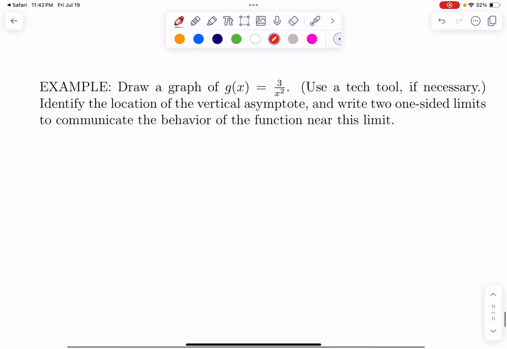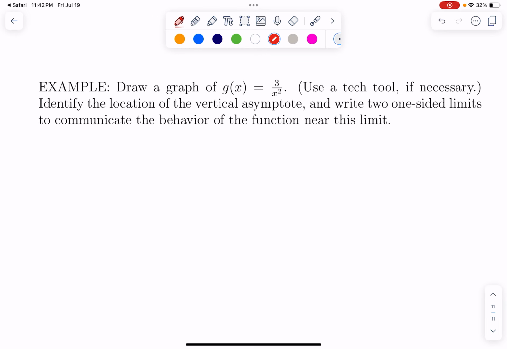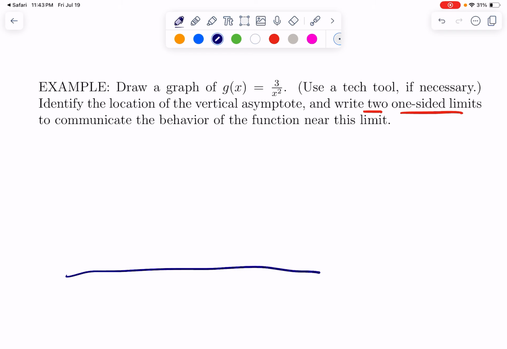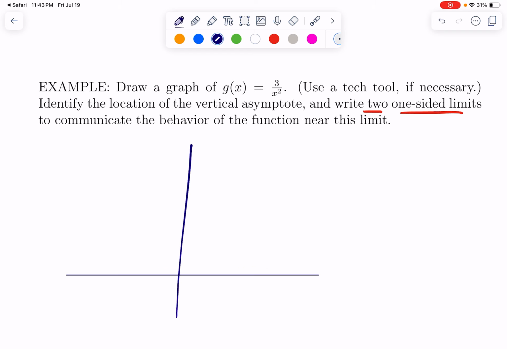And so here's our final example. Draw a graph of g of x equals 3 over x squared. And if you don't know what that looks like off the top of your head, use a computer or calculator. You'll see a vertical asymptote, and I want you to write two one-sided limits to communicate what you're noticing. So pause and actually do this. All right, so what limits did you get? The graph looks something like so.